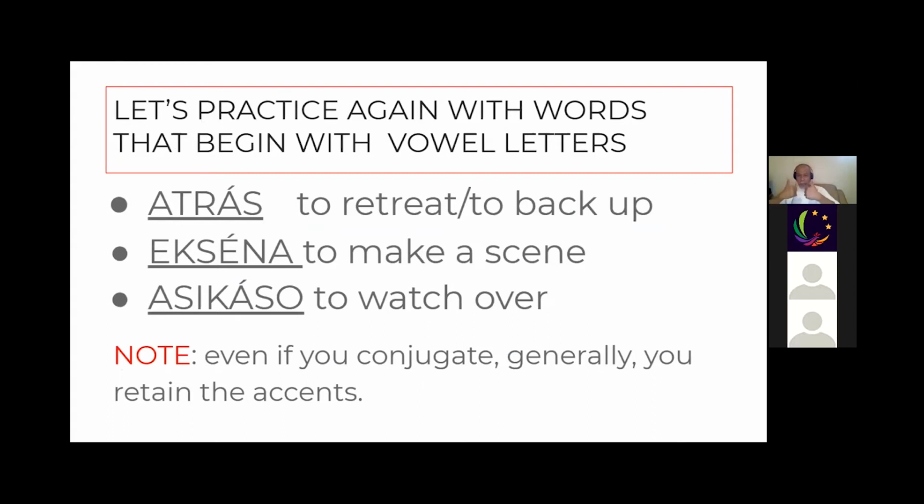Umeeksena. Yes, yes, yes. And finally, the present tense of to watch over. Umaasikaso. Very good. I did only the present tense. I would already assume that the past tense is easy because all you have to do is slap that in the first and you get the root, right? And the future is easy because you just slap the first vowel out the front. You got it all worked out.